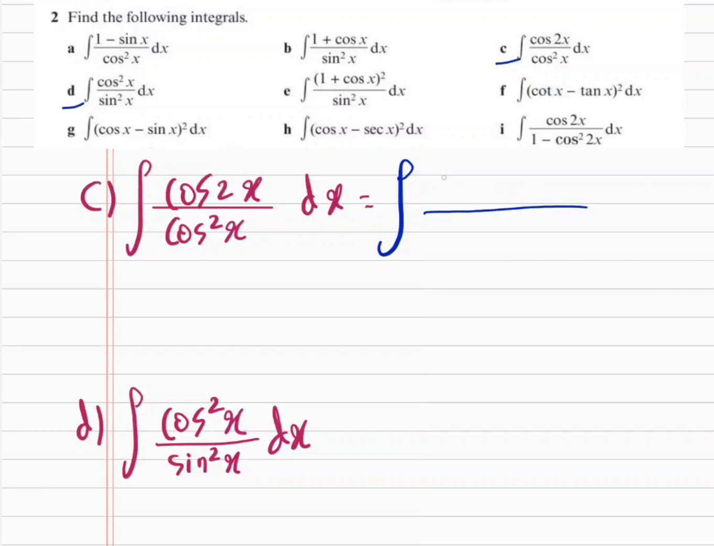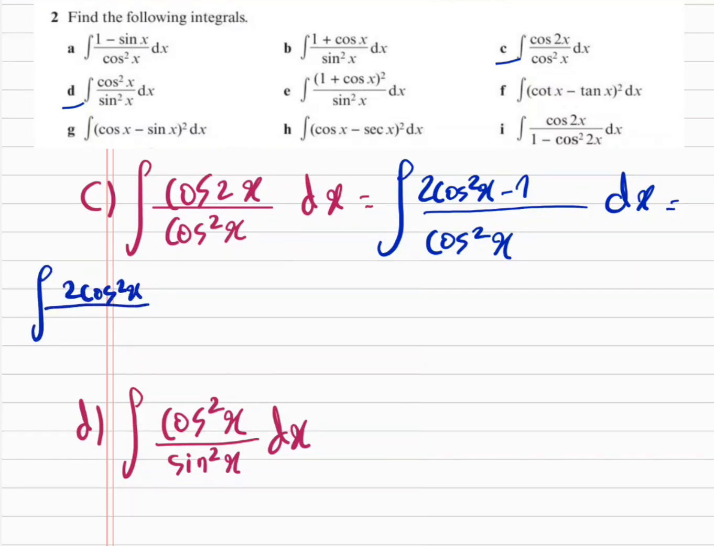So it can be written as 2 cos squared x minus 1 over cos squared x. Now the advantage here is that we have cos squared x in both the denominator and numerator, so we can split the fraction and simplify. So we'll have 2 cos squared x over cos squared x minus 1 over cos squared x, dx. Now 2 cos squared x over cos squared x is just 2, and 1 over cos squared x is sec squared x, so we get minus sec squared x.